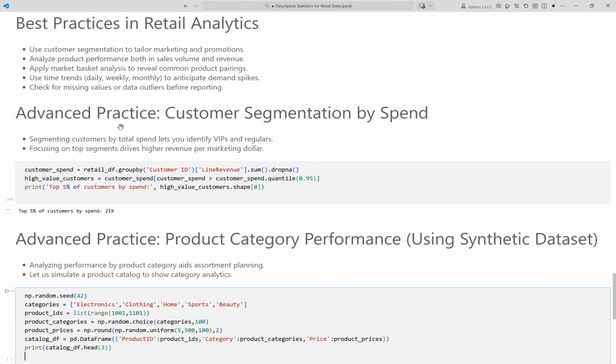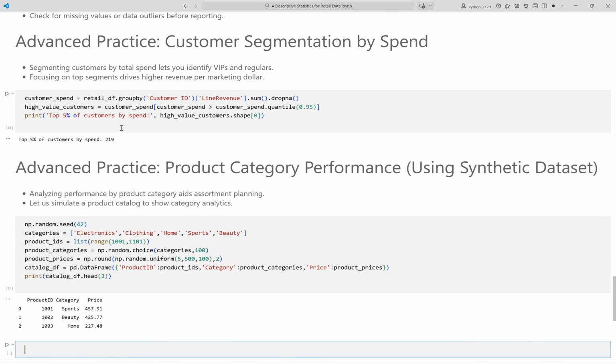Running the cell now. This output shows the first 3 rows of our synthetic product catalog, displaying unique product IDs, their assigned categories, and prices. Notice the variety in categories and prices, which sets the stage for analyzing category performance in terms of pricing and assortment. This table confirms that our simulated dataset is correctly structured for further category-level analysis. Practice, add a column for stock level and see how it affects category strategies.